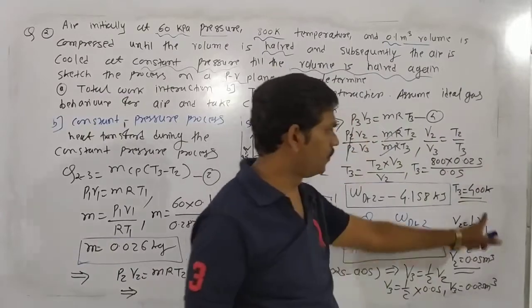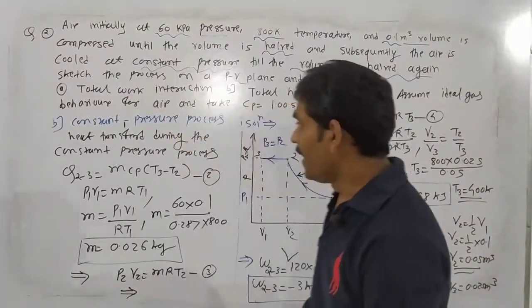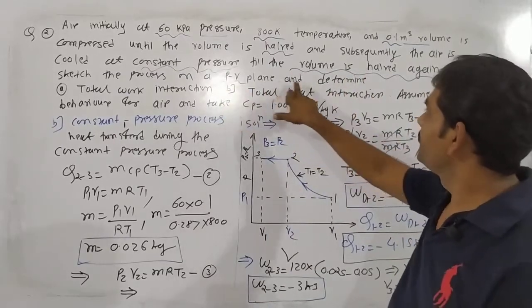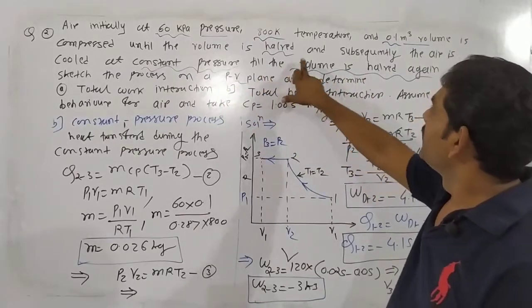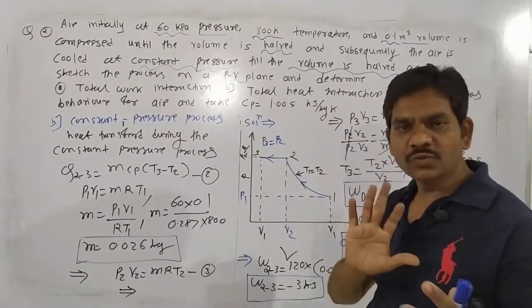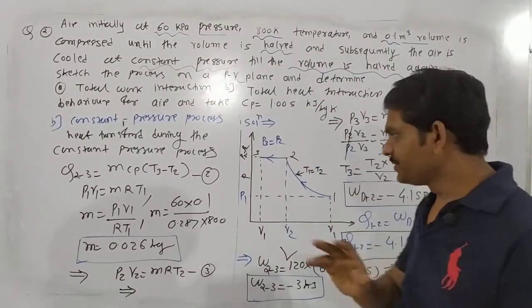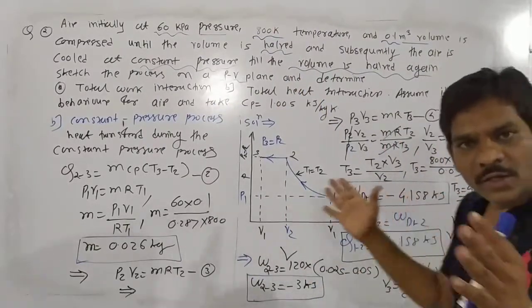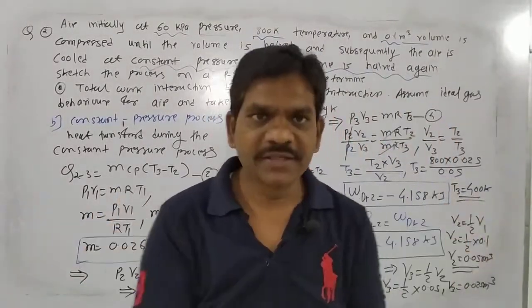Right? 400 kelvins. Why did the temperature reduce? Because it is mentioned the volume is reduced, again the process on the PV plane. And here it is mentioned the air is cooled. Air is cooled means temperature decreases. Initially it is 800, then after that the temperature is 400. So air is cooled, temperature is decreased.